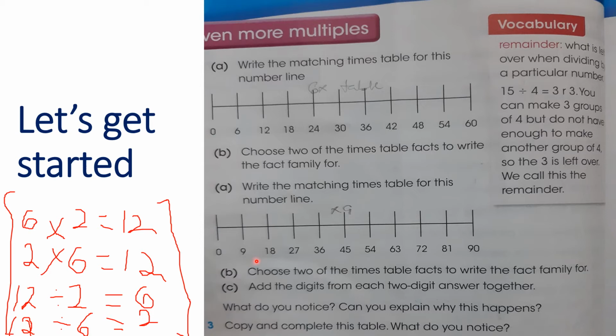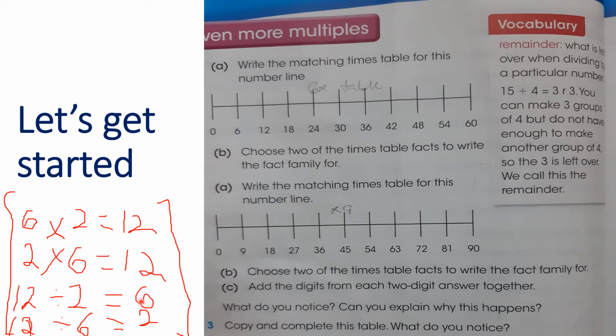The next will be 9 multiplied by 2 equals 18, just the way we did the 6 times table, so we don't need to talk so much about that. Okay, now it says you should choose 2 of the times table facts to write the fact family for, just like this. Choose any 2 after you finish writing the 9 times table, then write the fact family for it.